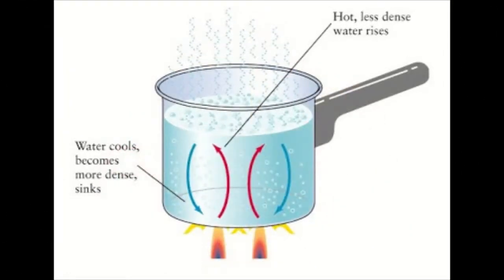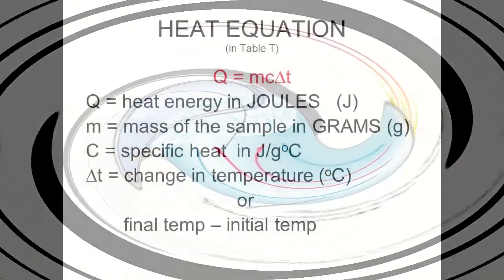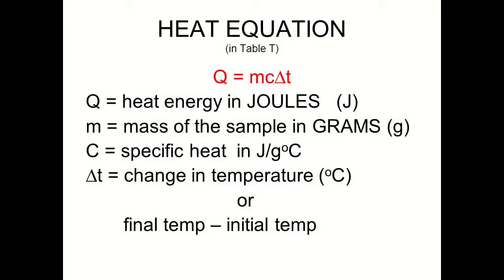The required heat can be calculated with the formula for heat. Q is equal to m times c times ΔT. It's important to know that Q is equal to heat energy, m is equal to the mass of the object, c is equal to the specific heat, and ΔT is the difference between the final and the initial temperature, also known as the change in temperature.